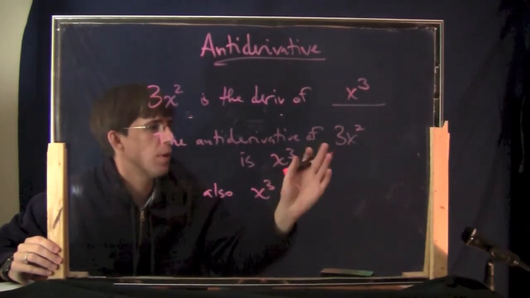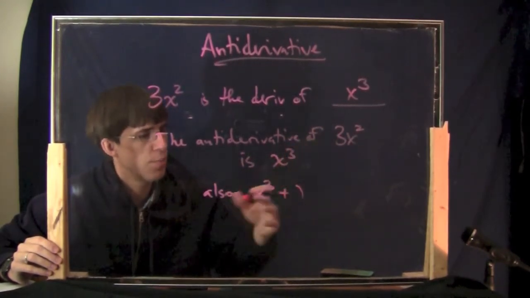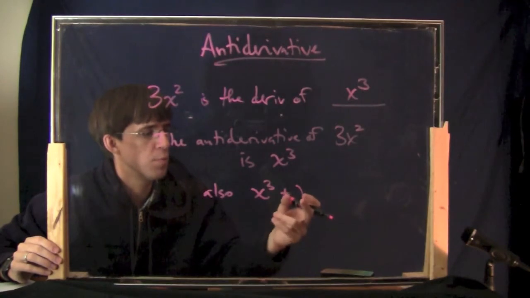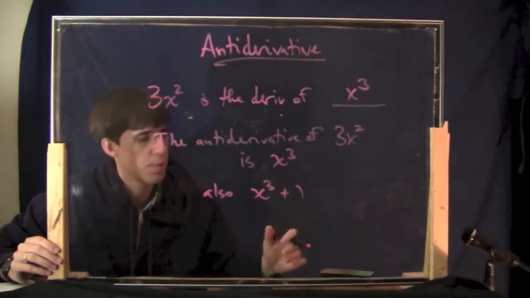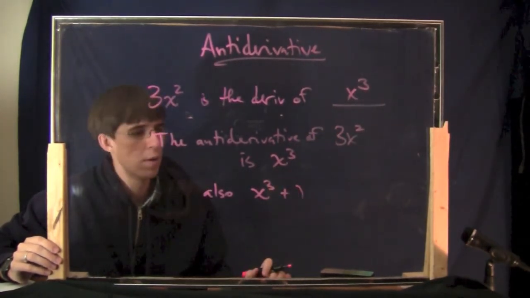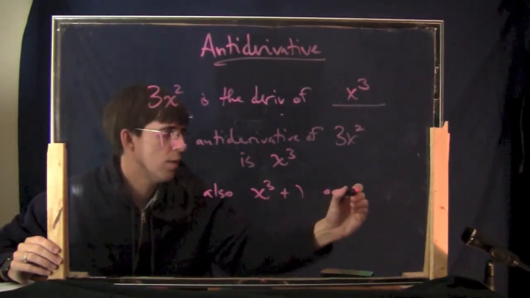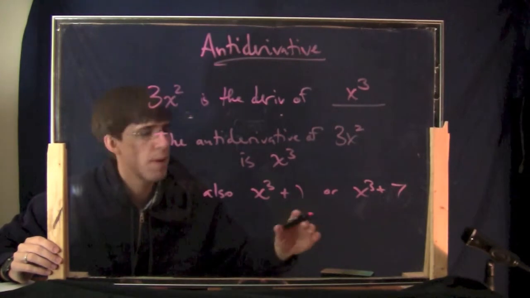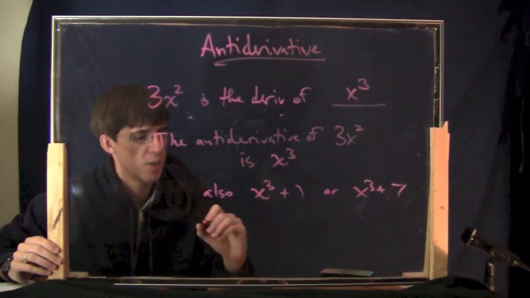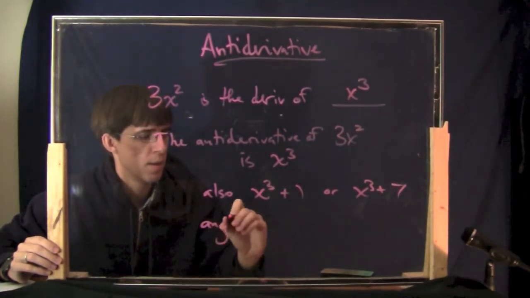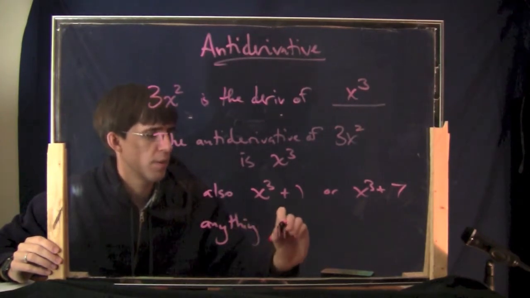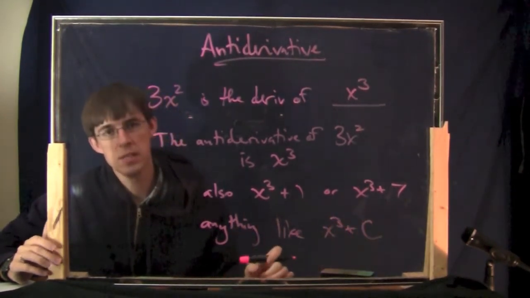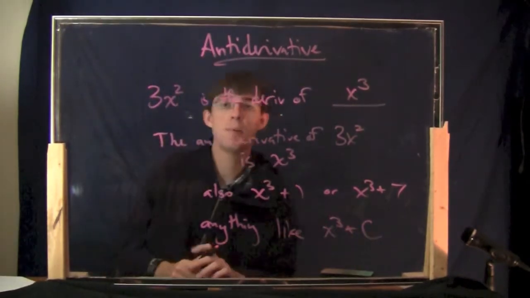So the antiderivative of 3x squared is x cubed, also x cubed plus 1. It's because if you were to take the derivative here, you would get 0. The 1 would disappear, and you'd get 3x squared also. Or, you know, there's nothing special about the number 1 there, right? X cubed plus 7. It doesn't matter. Just plus anything. Actually, anything like x cubed plus c, where the c could be any constant.